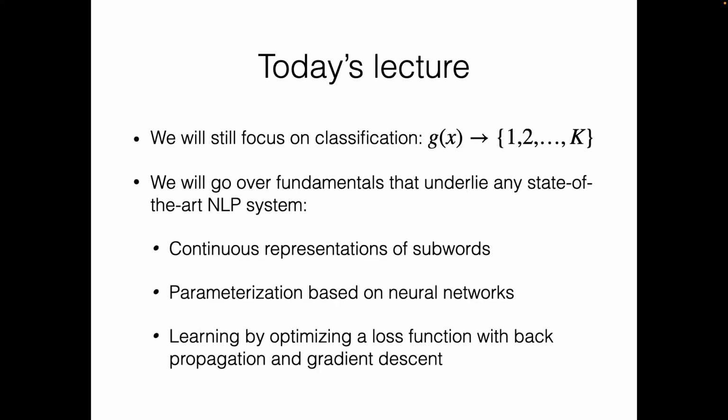We also provide these Jupyter notebooks that I won't have time to go through fully in today's class, but you can go through yourself to clarify things further. We'll talk about what are called continuous representations of subwords, rather than words. We'll talk about using neural networks. And then we will talk about the details of learning, so optimizing a loss function by taking gradients and using backpropagation and gradient descent.